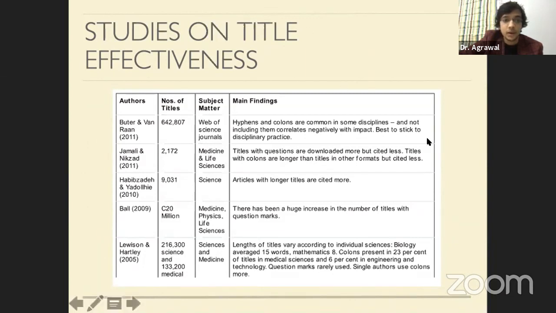Then these guys, Habibzadeh and Yadollahie, and I'm sorry if I can't pronounce that right, they evaluated 9,000 articles, and they said articles with longer titles are cited more. So again, these are just some of the studies that are being done on these articles. There are multiple more, but my sincere advice would be make it as simple as possible. However, not too simple, but simple enough that a person understands exactly what your study is about.